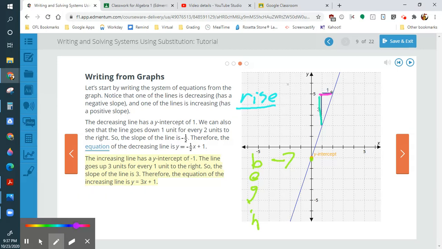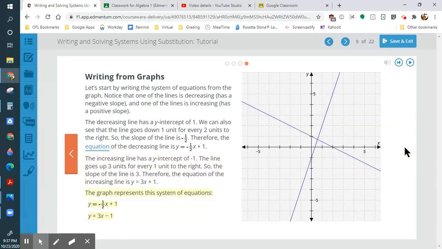Let me get a little more purple. Run. All right. So 3 divided by 1 is just 3. And that, of course, comes from this idea of y equals mx plus b. So that's why that's there. So quick refresher on how to write a linear equation.